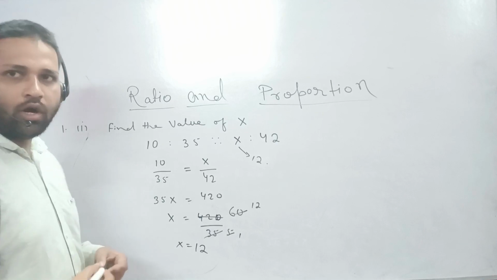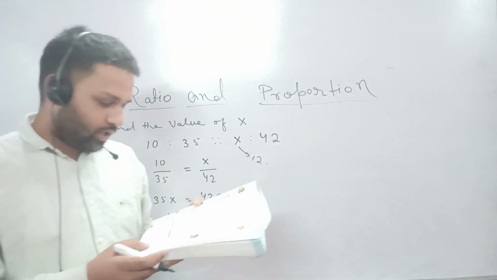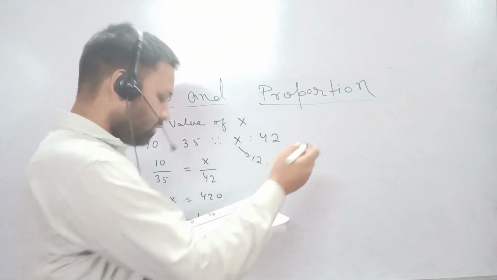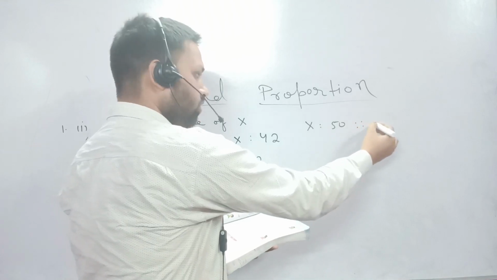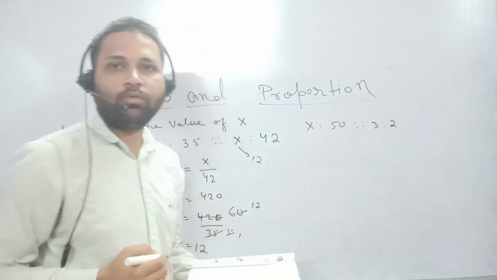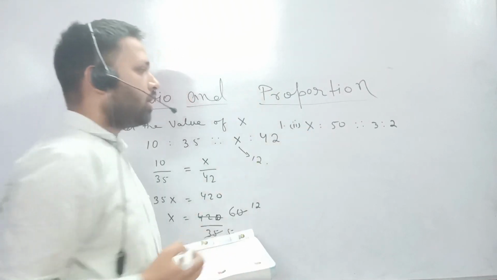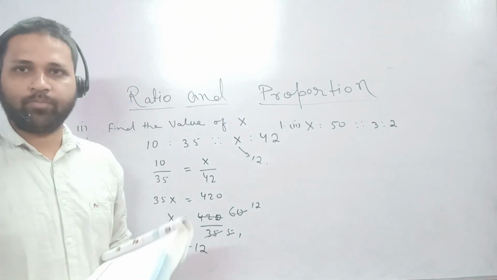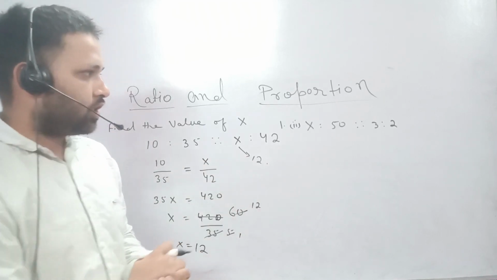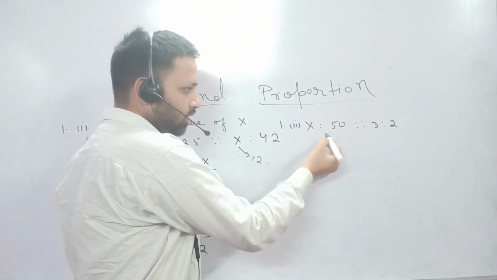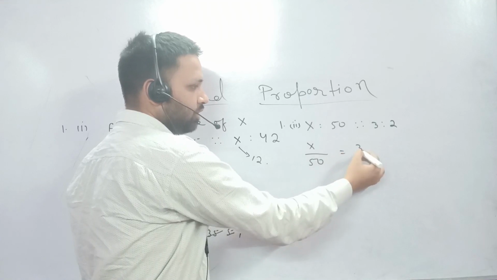Okay. Now the second question, the second sub-question is given. I write here x is to 50 in proportion to 3 is to 2, then find the value of x. In question number 1, two sub-questions are given. I solved the first one, and this is also a simple question. Again we can write here x by 50 is equal to 3 by 2.